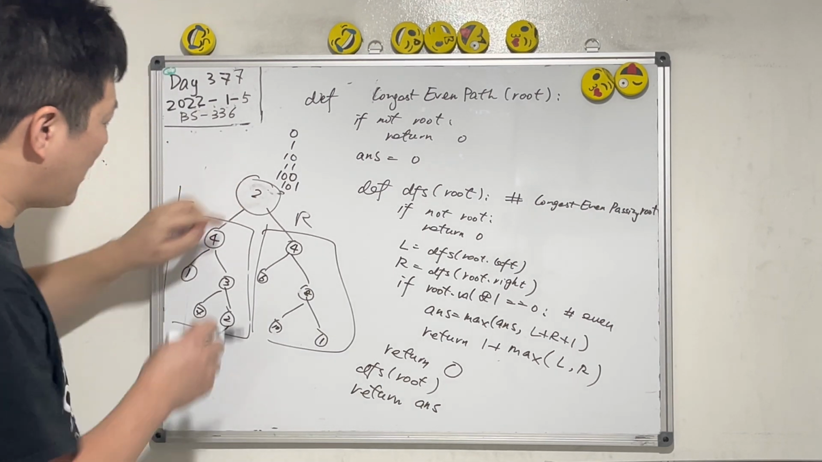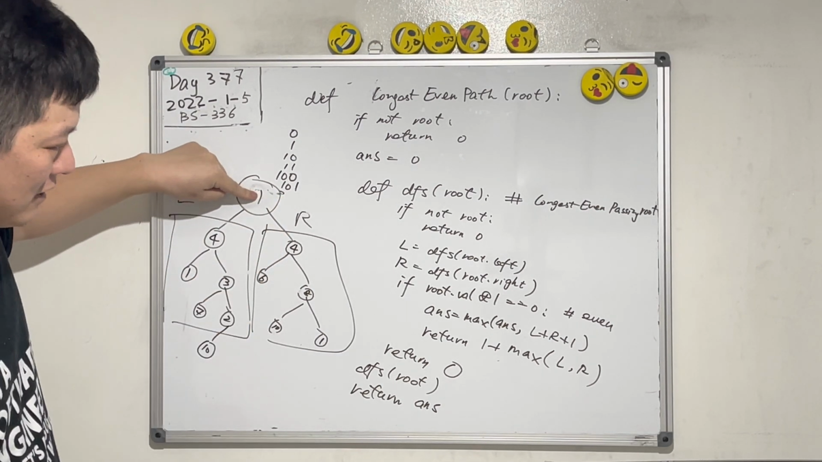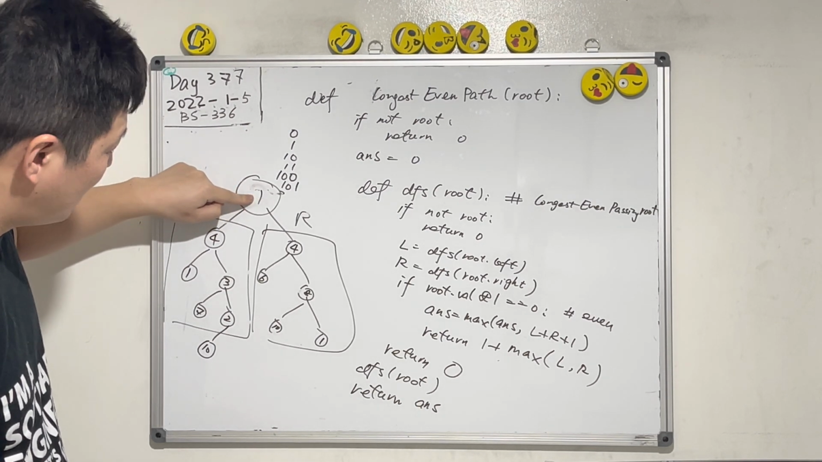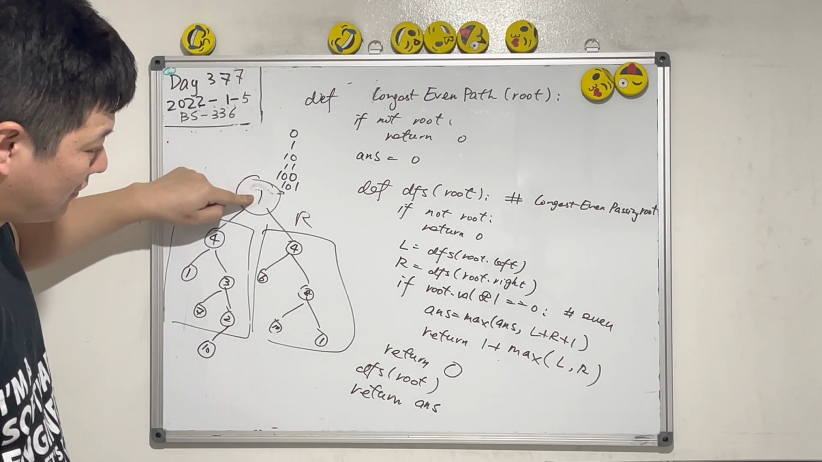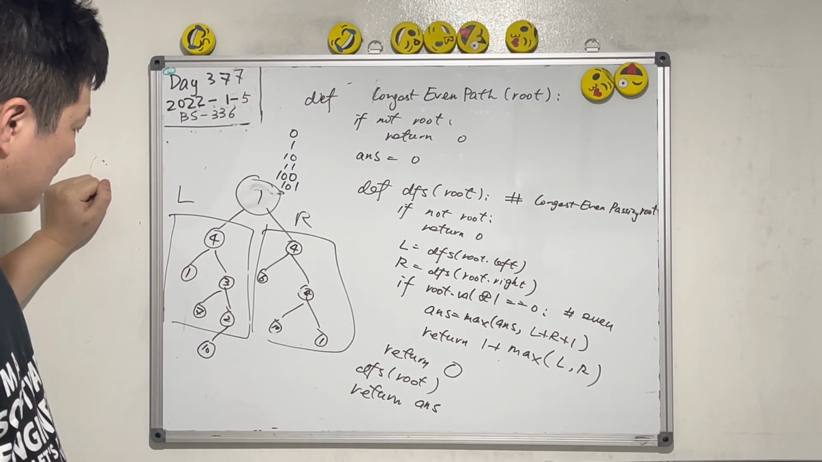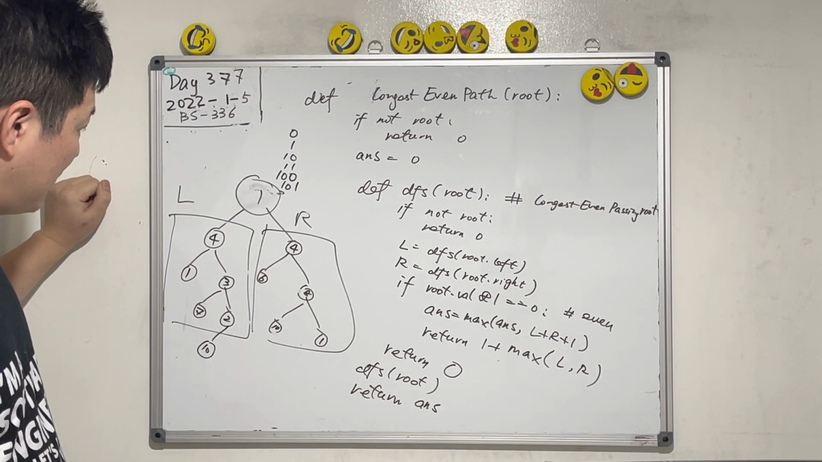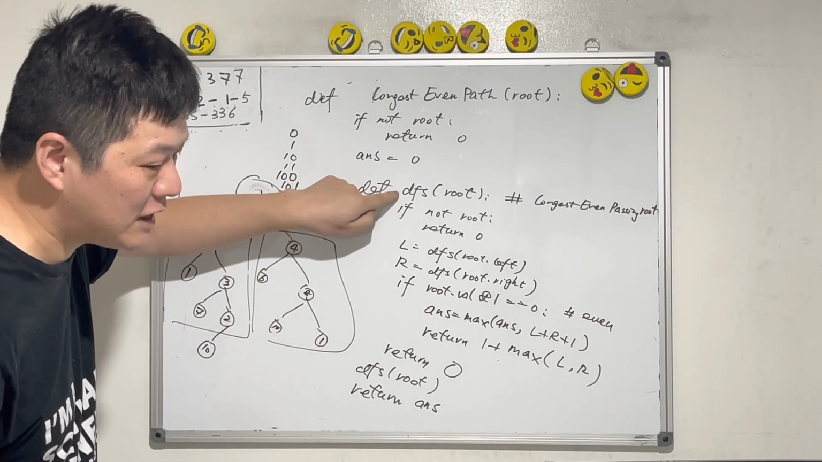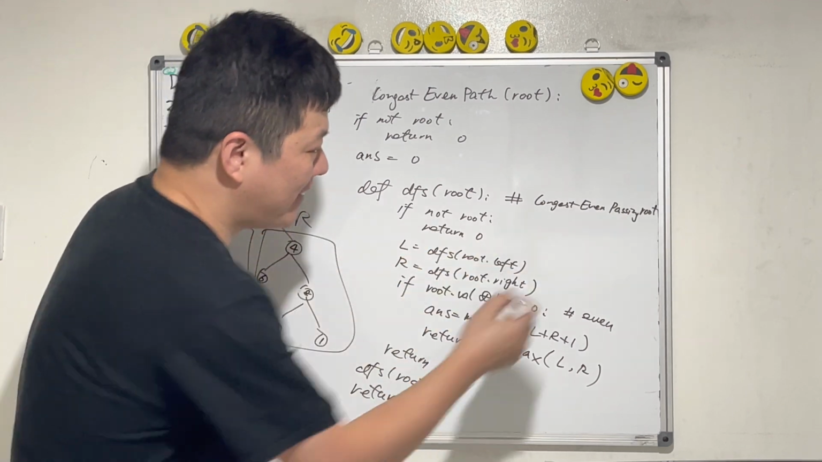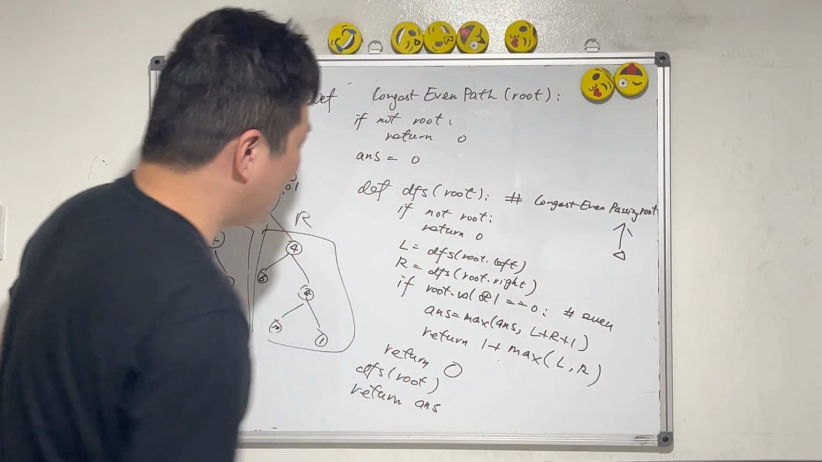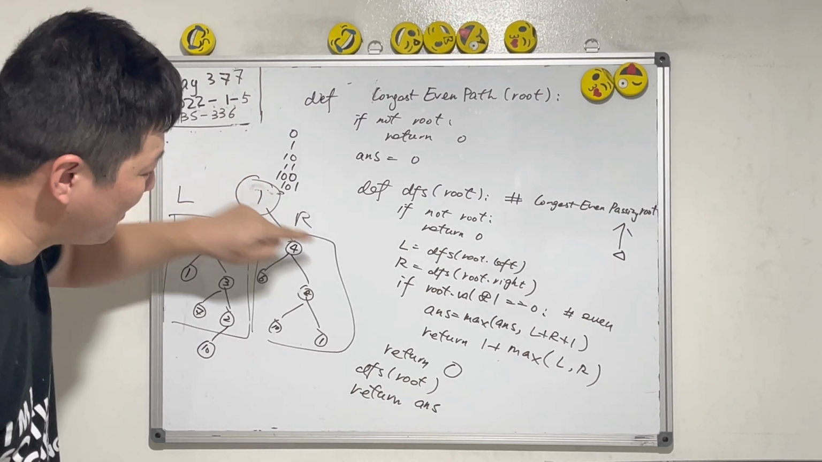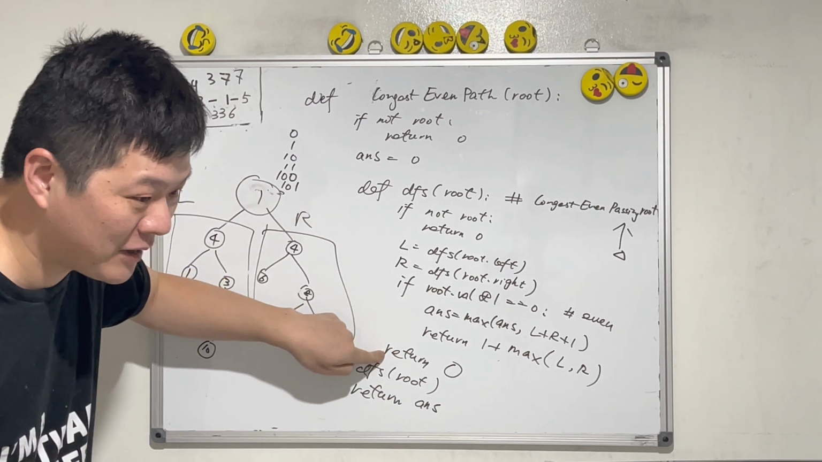And how about if this one is 1? What's this function returning? 3? Come on, what is 3? 0? Why do you say 3? Because 4, 8, 10. No, that's the second thing. I'm saying what this function returns is the longest even path passing through the root. If I DFS on the root here, what does it return? 0, because this is an odd number.